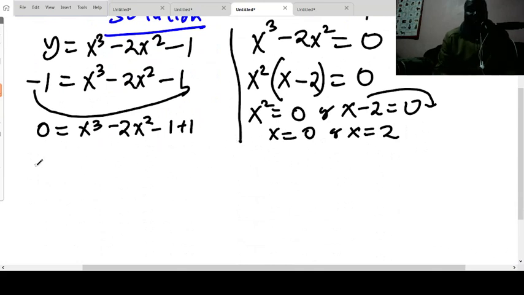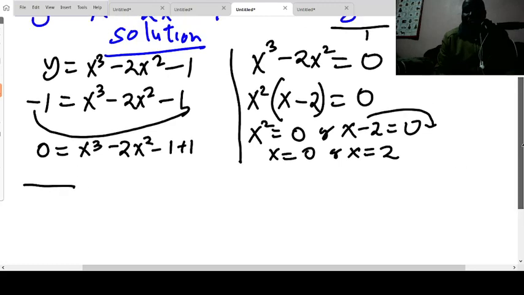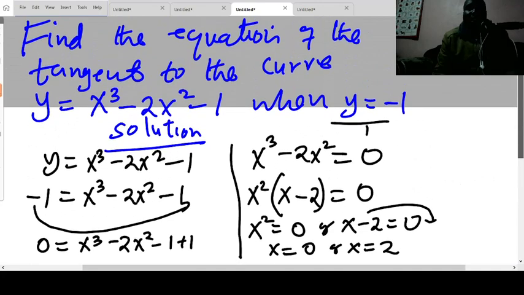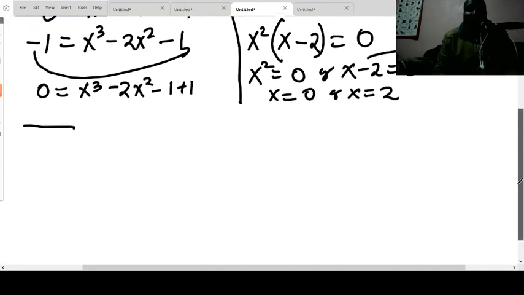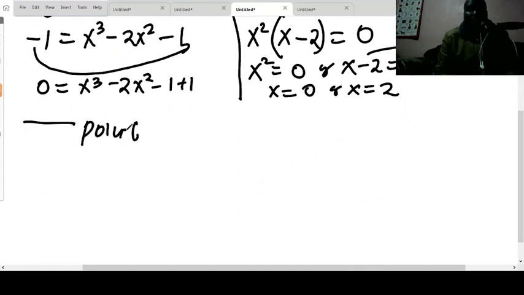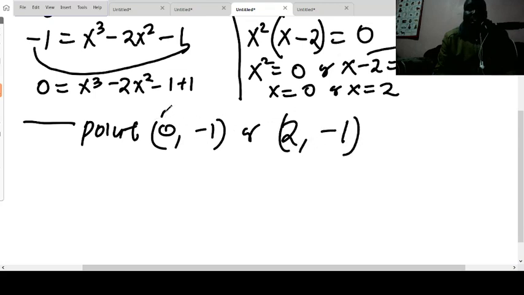So we continue. There's no need of underlining. So remember the question was asking us to do what? To find the equation of the tangent. So it means now we have the point, which could be (0, -1) or (2, -1), because the values of x we found are two, 0 or 2. Have we understood? And now what we need is the gradient. We need the gradient to get the equation.